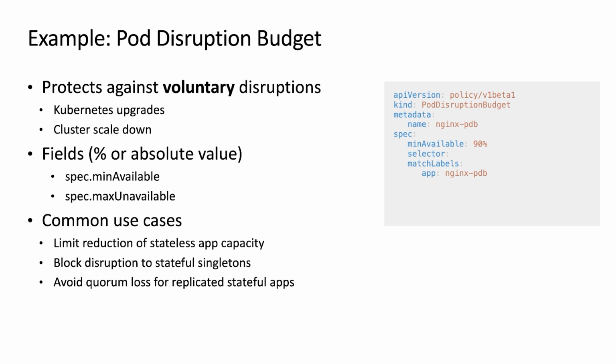So in a managed Kubernetes environment like AKS, the most common examples of voluntary disruptions would be Kubernetes upgrades, where the scheduler needs to move pods around as nodes are getting upgraded, or cluster scale down, where again, the scheduler needs to move pods between nodes as it's looking to pack the workloads of the cluster into a smaller set of nodes.